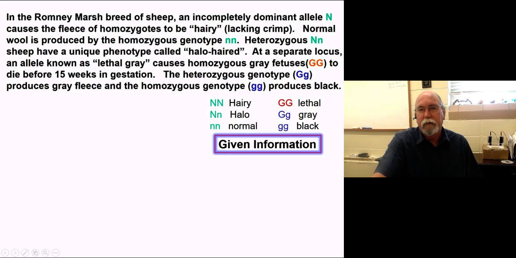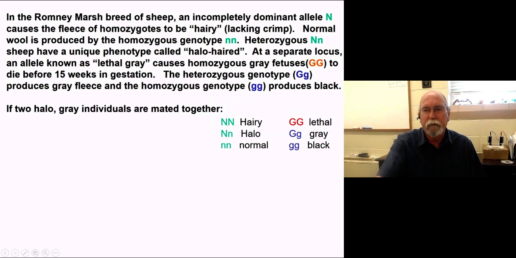The next one says, okay, I've got some kind of lethal problem going on here, where homozygous G's give me lethality, okay? I've got heterozygotes produce gray fleece, so the gray color, and the little g's produce black. So I've told you what alleles to use. It's not that hard, okay? Now, what do you think? I bet you're going to make you do a cross, right? Some kind of cross. So you'd be thinking of A times B, going to be C. Okay, so guaranteed that's what's going to happen.